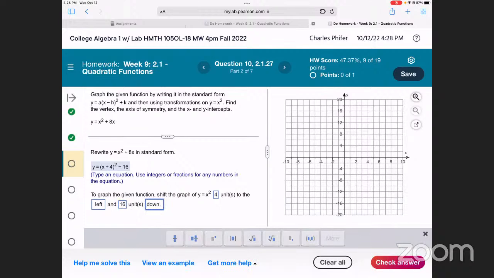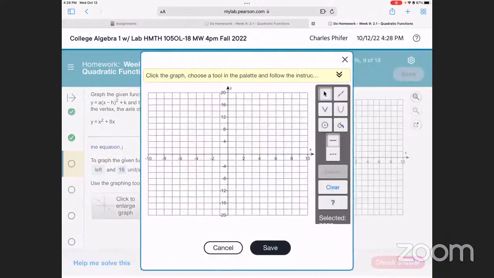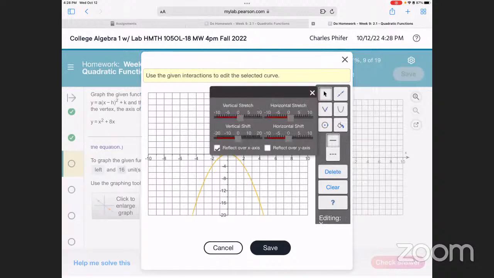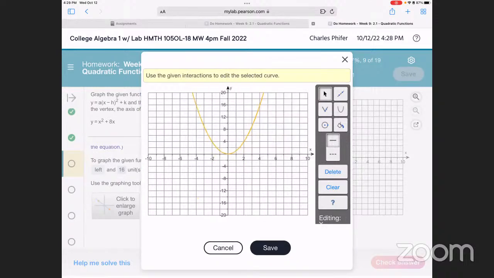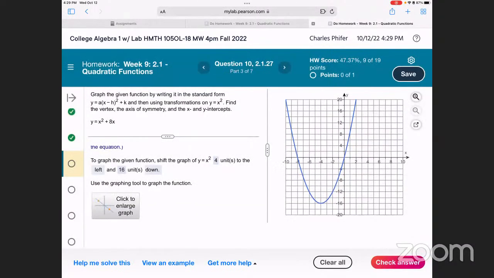Okay, let's check that one. Click the graph. So we're doing a parabola. I chose the parabola tool, then I'm just clicking on the origin. We don't want to reflect. We said left 4, so I'm going to slide this to the left by 4 and then down by 16. I'm going to hit save. It's just a parabola. We went left 4, down 16. Let's check.